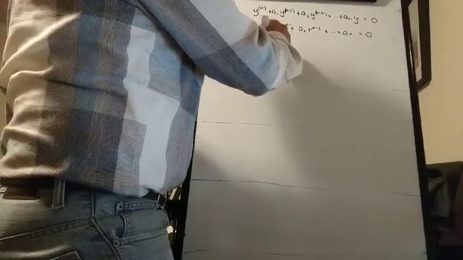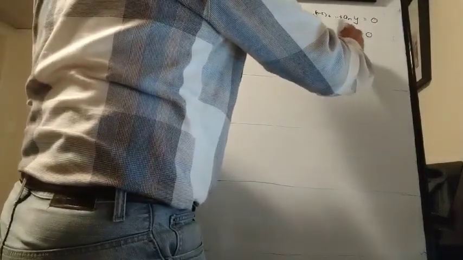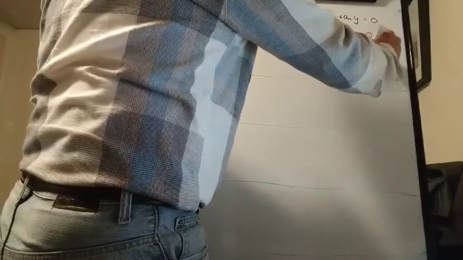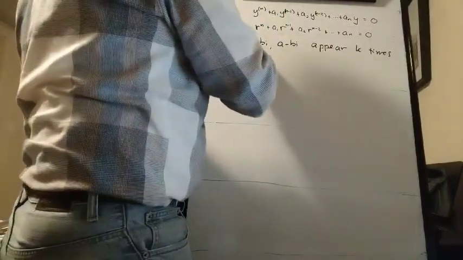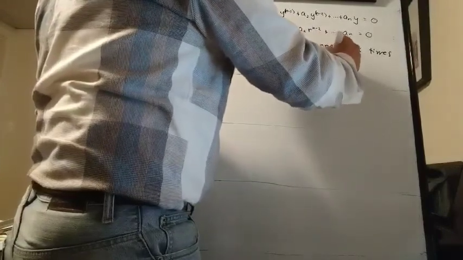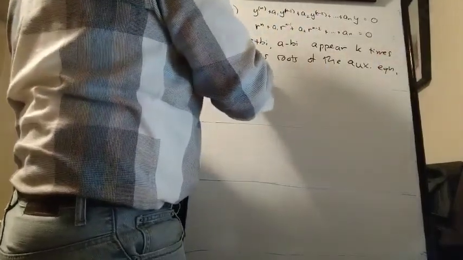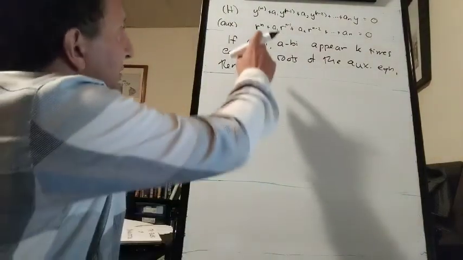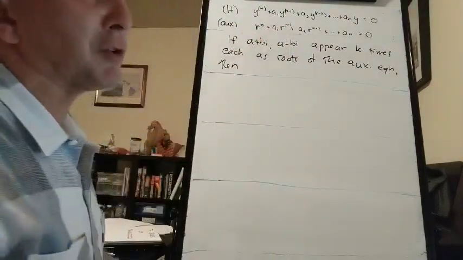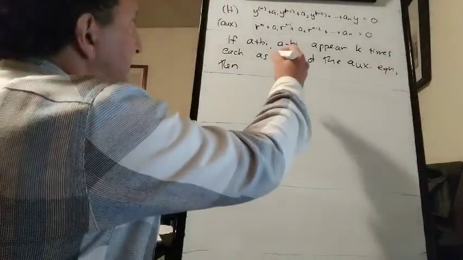Now if a plus bi and a minus bi, which always appear together if they appear at all, appear k times each as roots of the auxiliary equation, then we do maybe what you would expect by now. We'd use the a plus bi, a minus bi solutions, and we multiply each one by x and by x squared, etc., as many times as we need to.